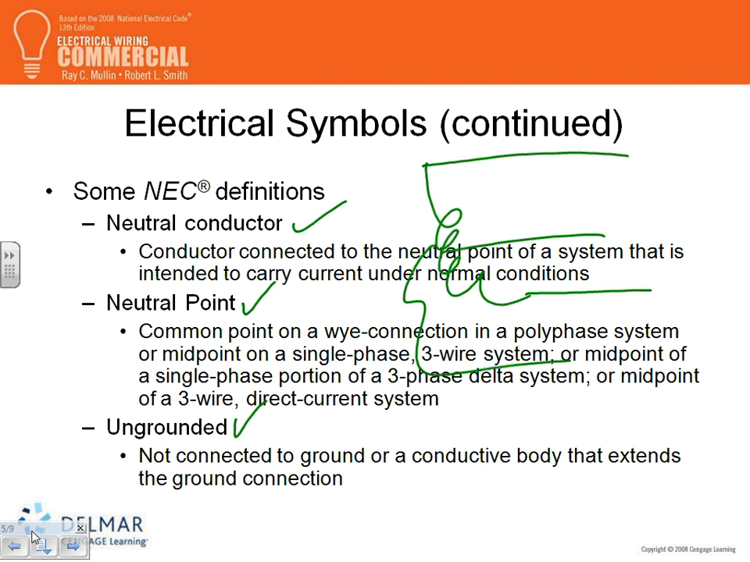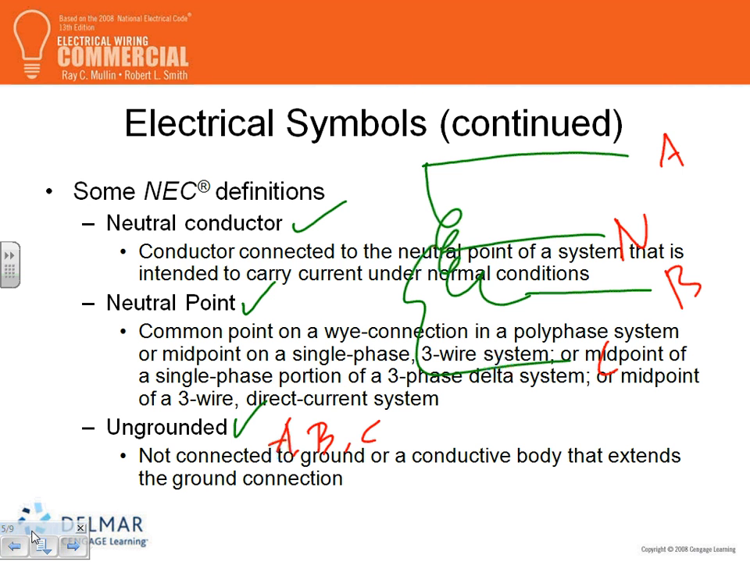Here's my neutral. This is my neutral. This is phase A. This is phase B. This is phase C. So, Mr. Irbab, phases A, B, and C, that will be the ungrounded conductor. A, B, and C, right? Everybody knows that? That's the ungrounded conductor.